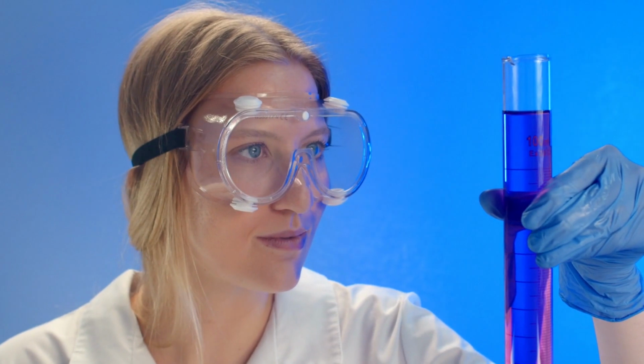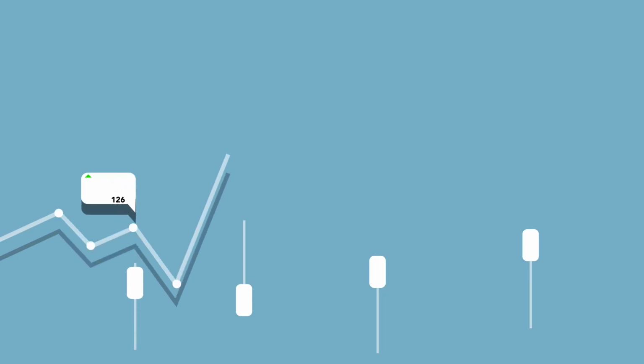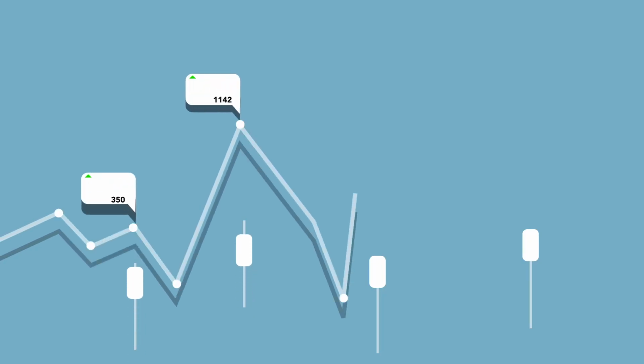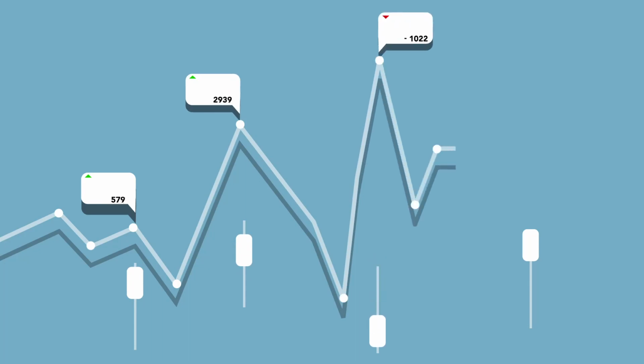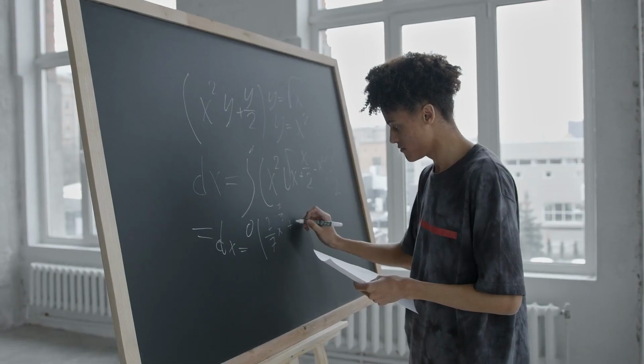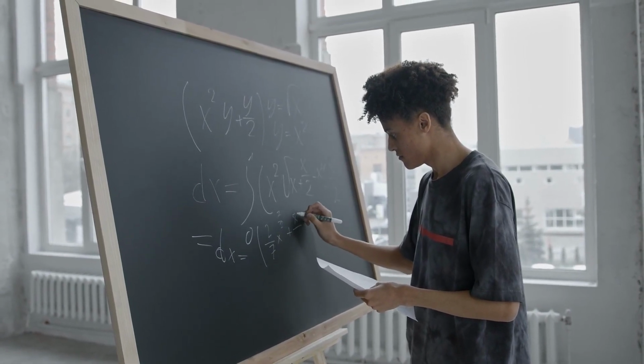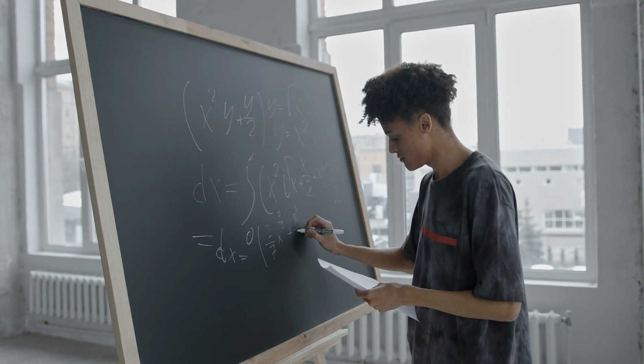Once collected, your data can be organized into tables or graphs, making it easier to identify trends, patterns, or differences between your experimental groups. Analyzing this data often involves statistical methods to determine whether the changes observed are significant or could have occurred by chance. This analysis provides evidence to support or refute your hypothesis, contributing to the body of knowledge on your topic.